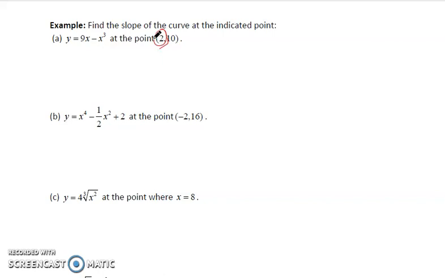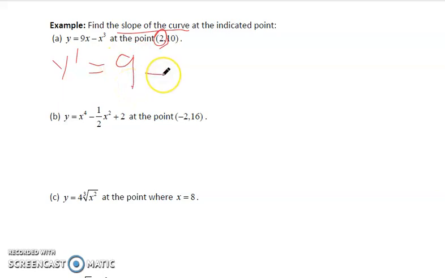I'll do A with you, and I think that I'm going to be out of time. But the first one says y is equal to 9x minus x to the power of 3. As soon as you see slope of the curve in any question, you should know that means you're going to have to find the derivative. Well, the derivative of this first one is actually pretty straightforward. It's a binomial. So all we do is we take the derivative of each individual piece. The derivative of 9x, well, that's a linear function, just 9 multiplied by x. So the derivative of that piece only is just 9.